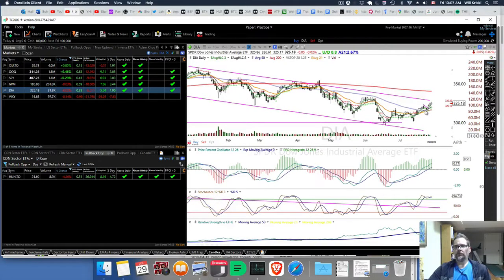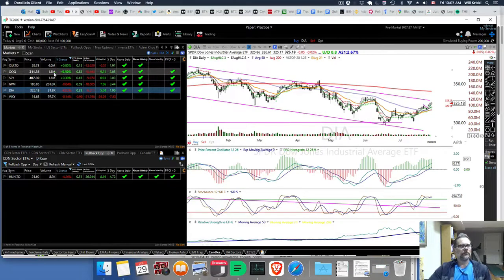On the positive side, we had support at that 50-day. So if you do get in, start with a small incremental amount and use the 50-day probably as your stop, somewhere below there. That's all I wanted to say about the main indices.